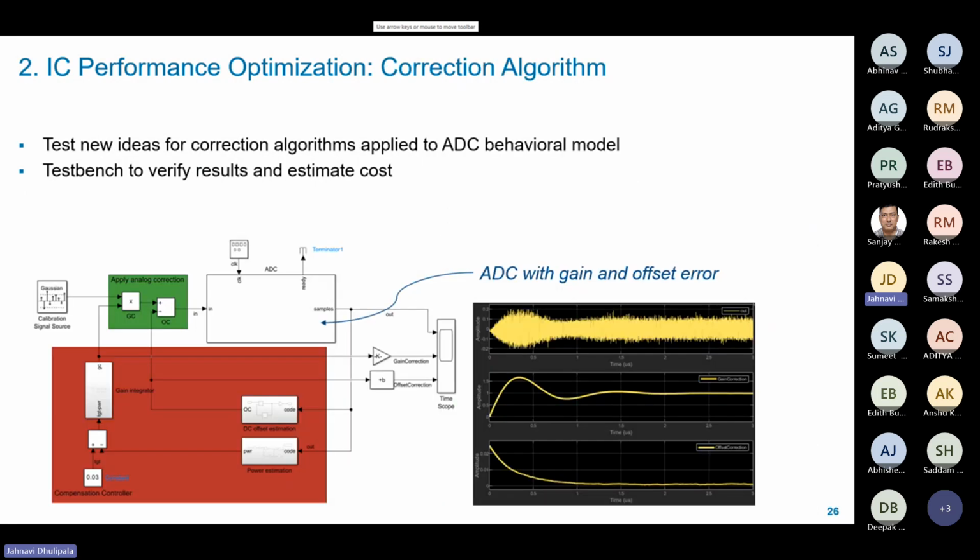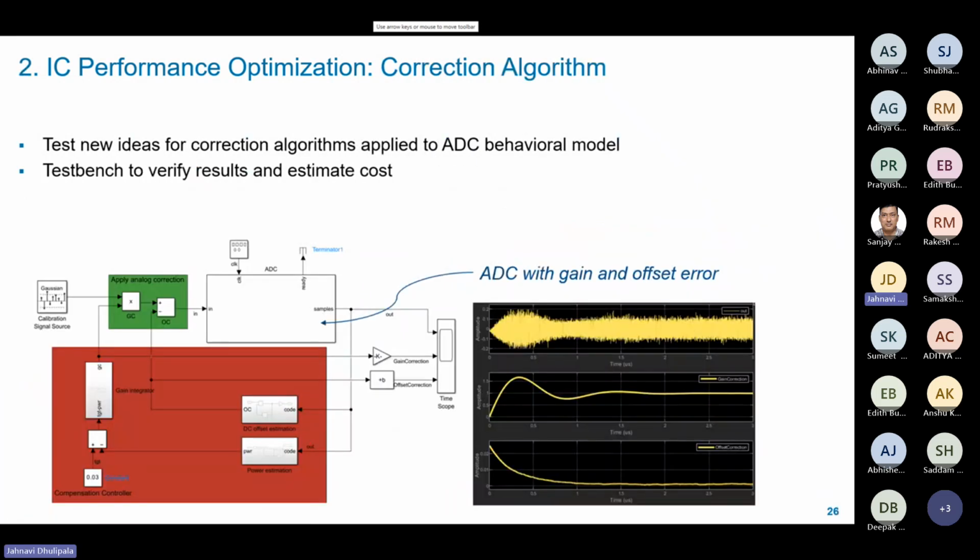The second method is creating compensation algorithms to address the impairments introduced in each of the ADCs. Our system-level model for this algorithm includes several components. First, we have the ADC with gain and offset errors using the behavioral model developed earlier, which we saw in the previous steps. Next, we would be applying the correction algorithms.